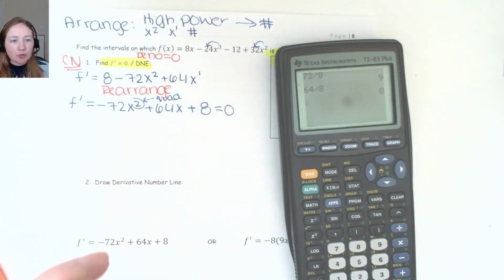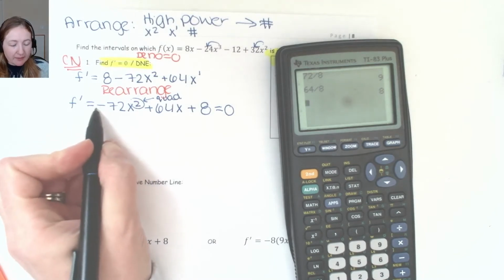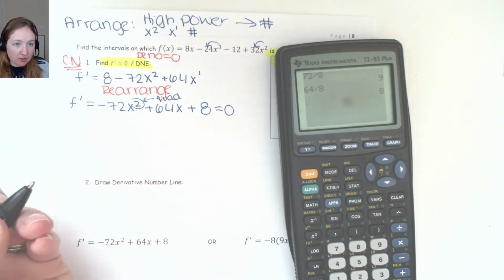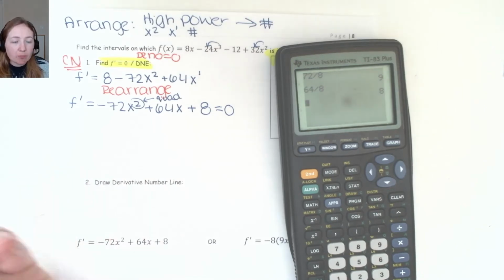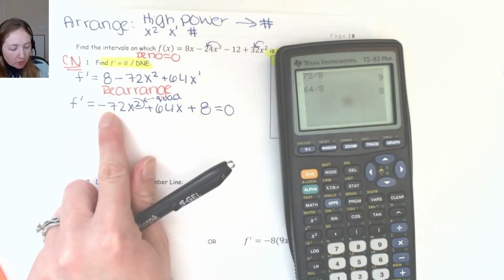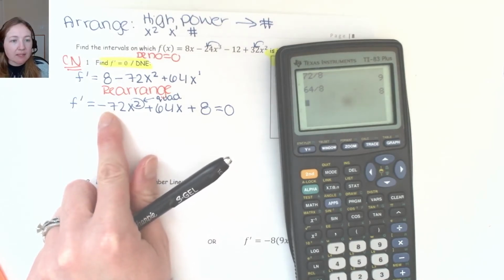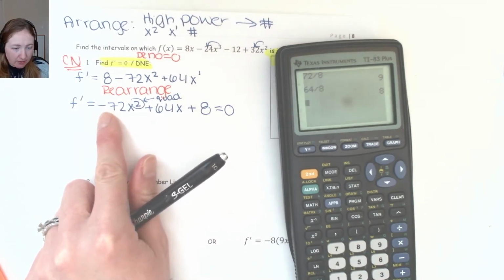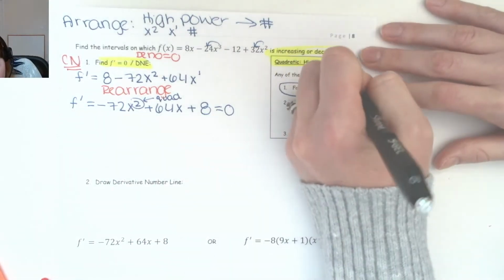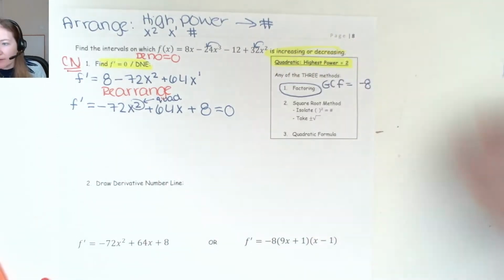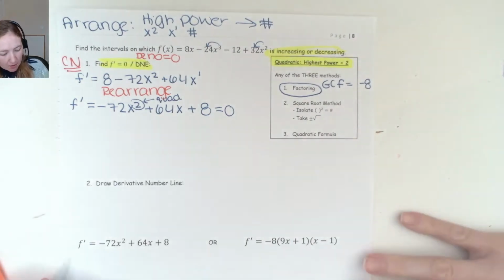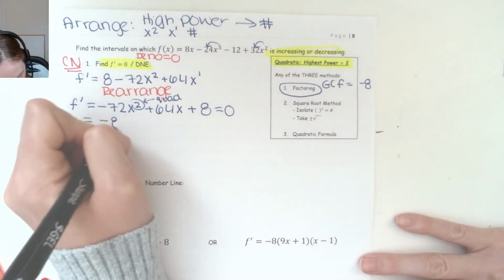Now, you have a choice to bring out a negative or not. I always tell students, just as a general rule of thumb, I like to bring out the negative as part of the GCF. So if the polynomial starts with a negative, I think it's easier for the second factoring step if we bring that negative out. So my first step is, is there a GCF? And here I do have a GCF of negative 8. So I'm going to take out that negative 8.